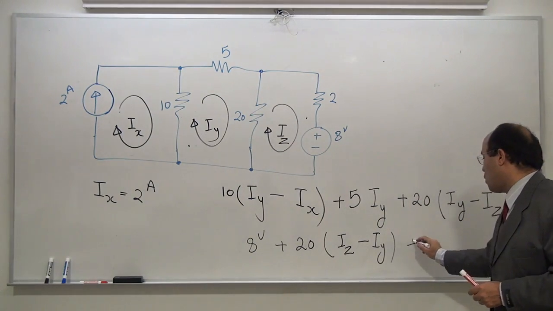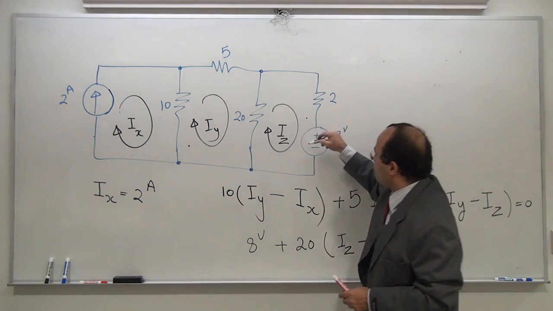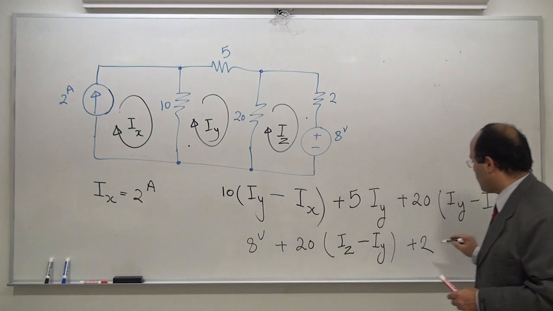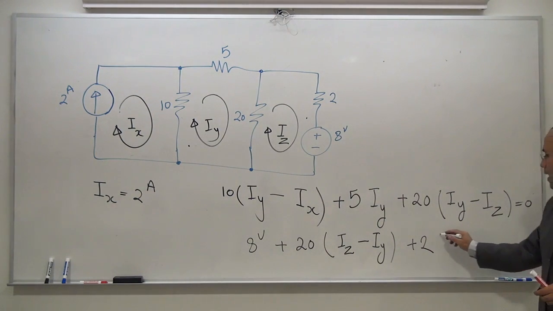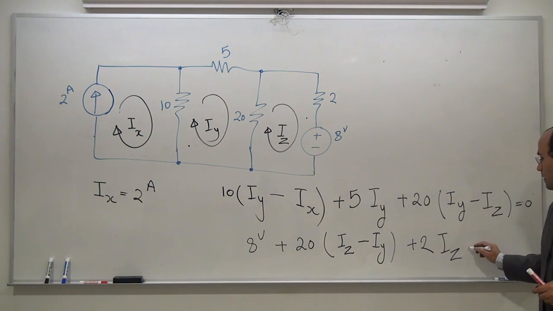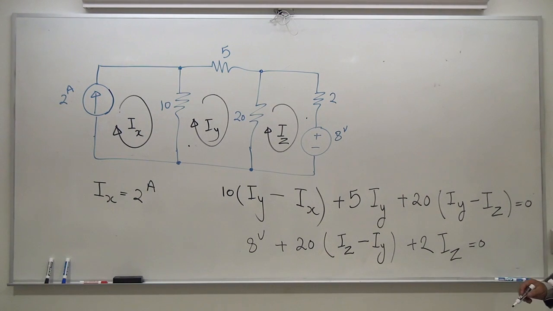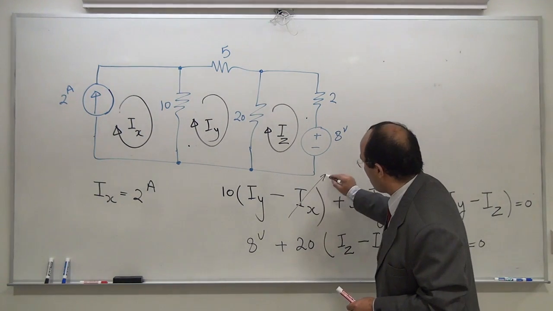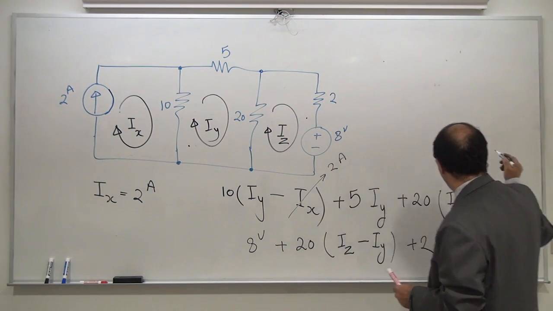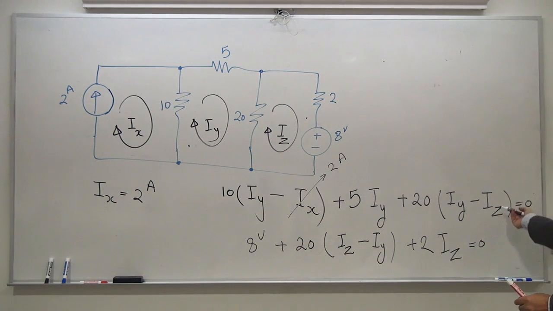And then of course the 2 ohm. Remember, you have 1, 2, 3 components. You need to give me 3 terms. 2 times Iz is equal to 0. Obviously, you could replace Ix with 2 amp because you already know that. Is there any Ix? So this is going to be two equations, two unknowns.